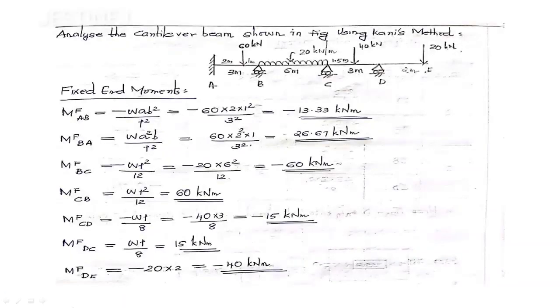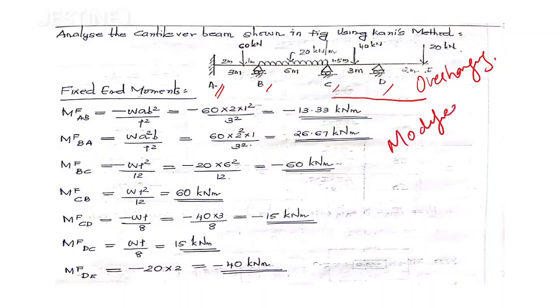Here you can visualize that we analyze a continuous beam using Kani's method. You can observe that at joint A it is fixed, then at joint B, joint C and joint D roller supports are provided, and an overhanging portion is also provided in this question. This is the difference from the previous question. Here we will see how to calculate the fixed end moment values and the modified fixed end moment value over the overhanging portion. We will discuss the influence of this roller support and this overhanging portion in this particular question.